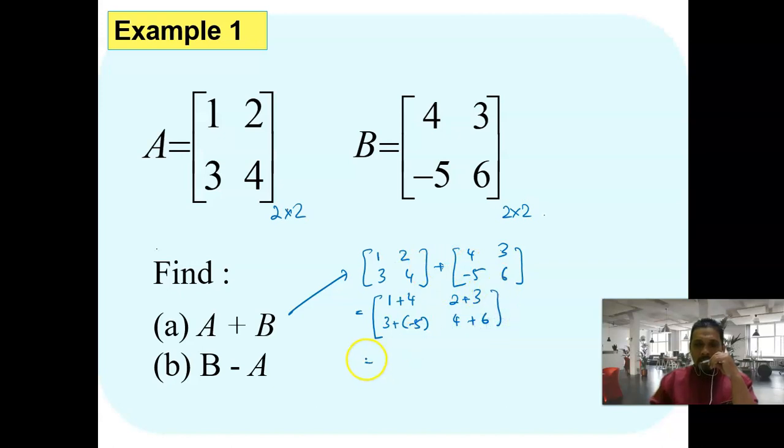And finally, we get the answers here. 1 plus 4 equal to 5. Positive times negative is negative, so 3 minus 5 equal to negative 2. 2 plus 3 equal to 5. 4 plus 6 equal to 10.